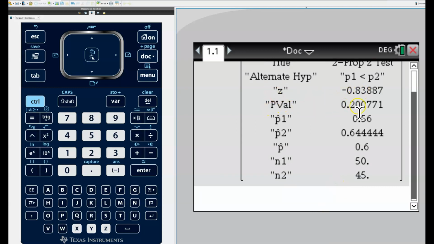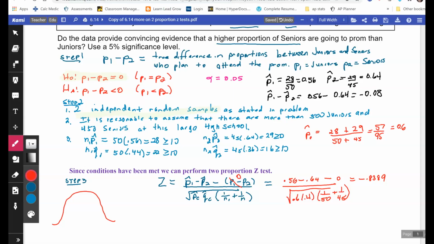It gives us our p-value. It gives us, notice the p hat 1, that's actually our pooled value. And so let's place this on our sheet. You get a value of negative 0.8389. That's our test statistic, or z value. I guess I should write z equals. And we're going to draw our diagram.